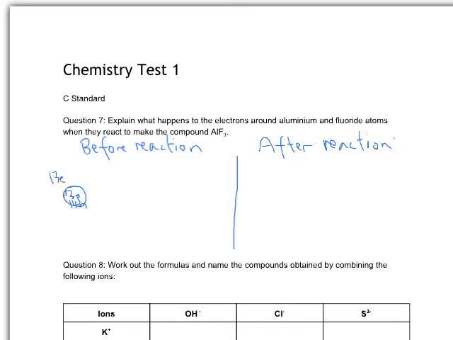And I've got 3 fluorine atoms. Each fluorine atom has got 9 protons, 10 neutrons, because it's got a mass of 19, and it's got 9 electrons. So there's 3 of them, 9p, 10 neutrons, 9 electrons.